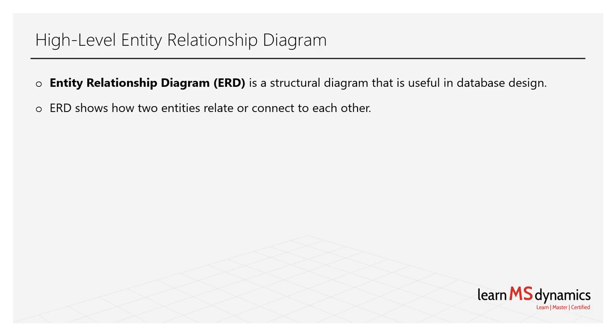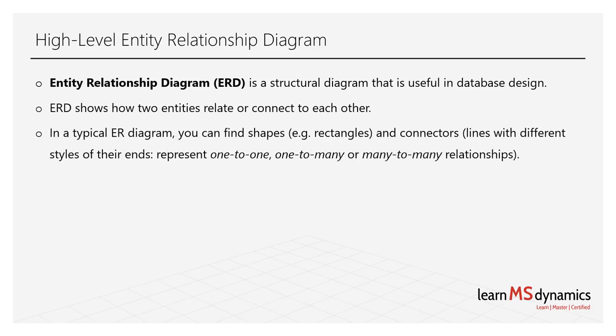ERD shows how two entities relate or connect to each other. When you are building an application or any solution, you will have a database. So in that you will have multiple tables or structures, right? And there will be relationships. Then only you will be able to derive reports, you will be able to create transactions, and you need to define how these two tables or entities relate to each other. So ERD helps you get that information.